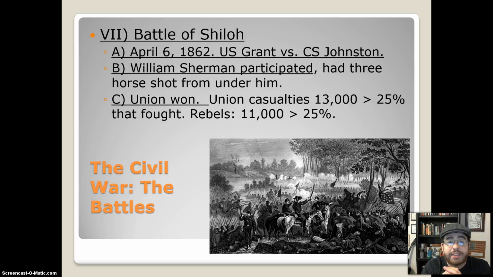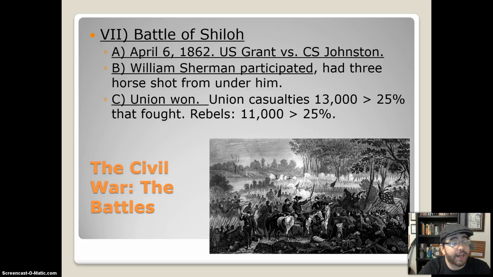On April 6, 1862, U.S. Grant fought A.S. Johnson at the Battle of Shiloh. William Tecumseh Sherman does participate, and he actually had three horses shot out from under him and continued. The Union wins this battle, but the biggest issue is to look at these casualties. Over 13,000 Union casualties, which is about 25% of their army at that time, fought and died, and the rebels about 11,000, or 25% of their regiment was destroyed.